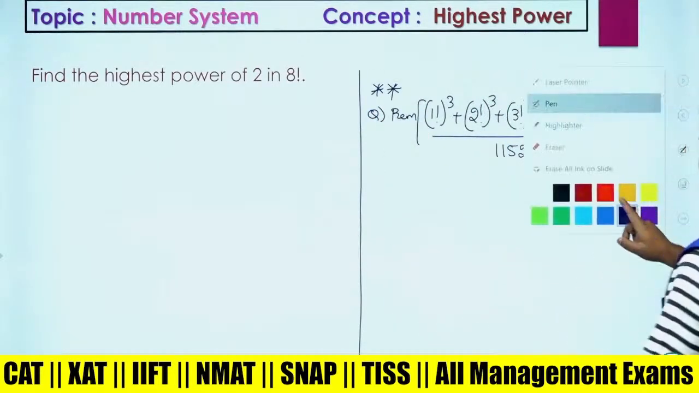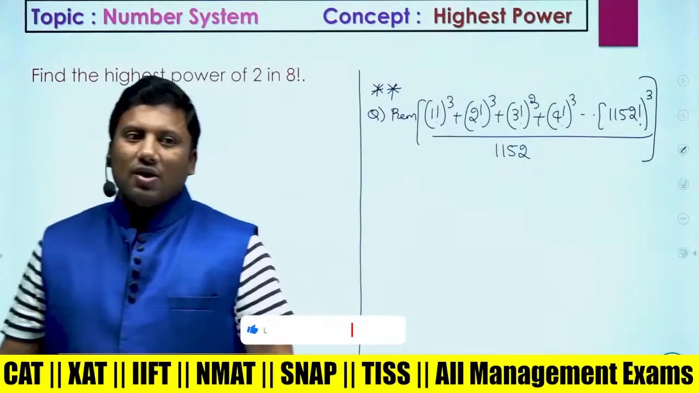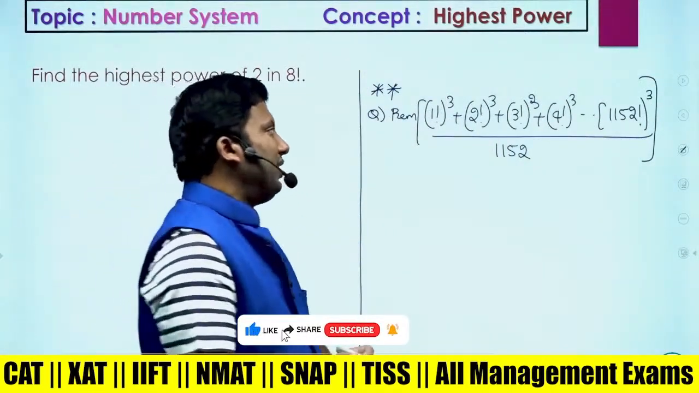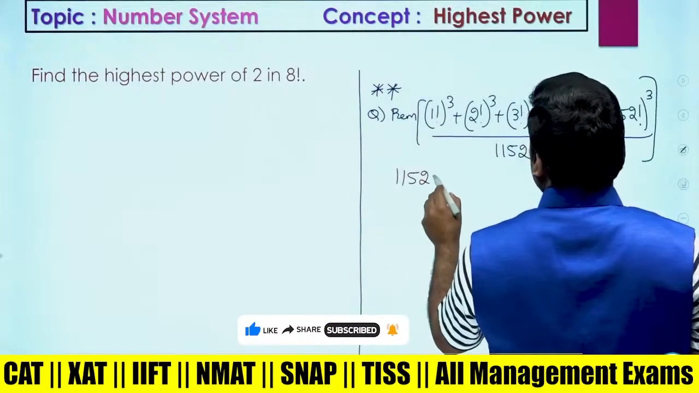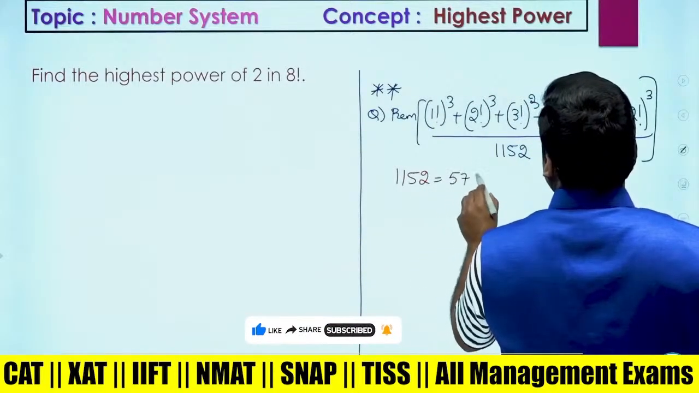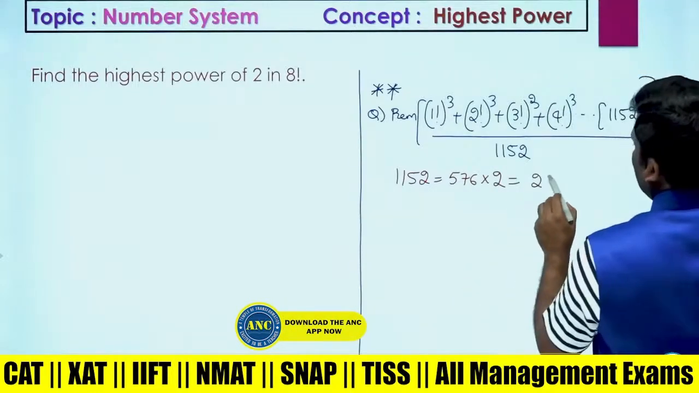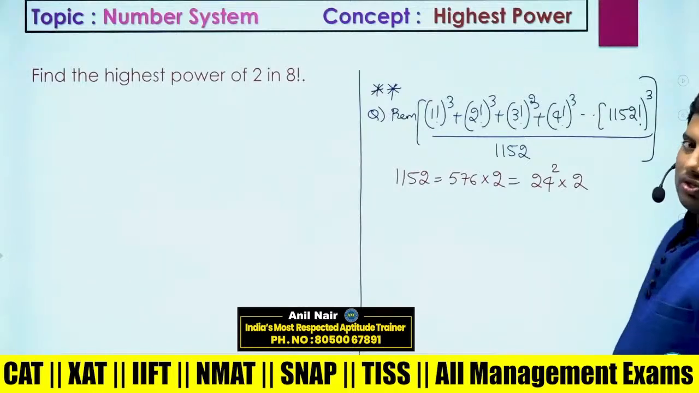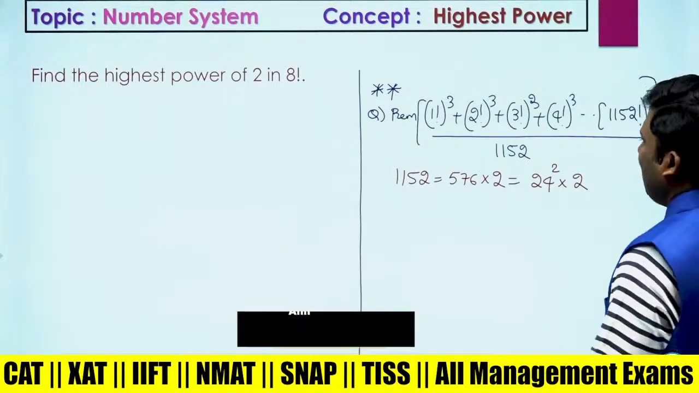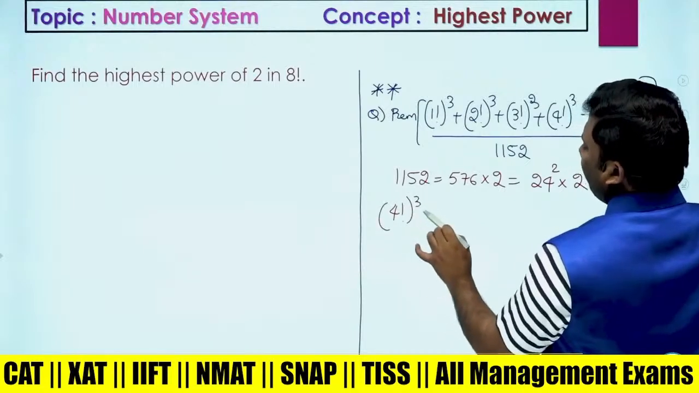So before that one, I took an introductory question. Very good question it is, sir. Now see here, 1152. 1152 it is 576 into 2. 576 it is 24 square into 2. 24 square is 576. Now if you see 4 factorial whole cube.